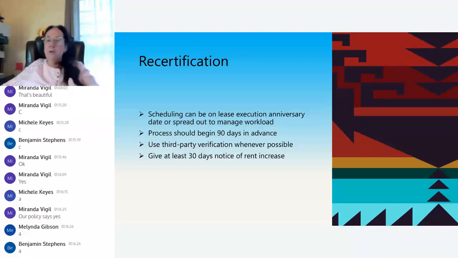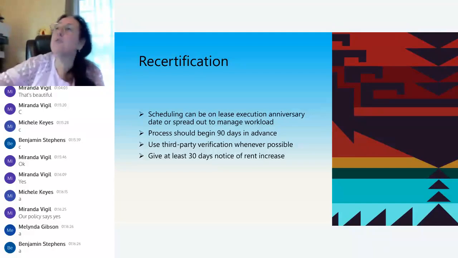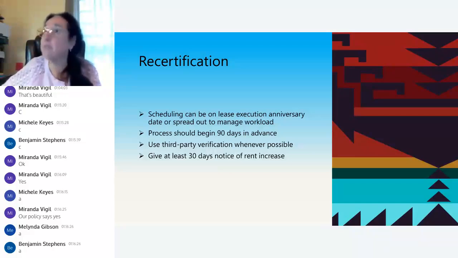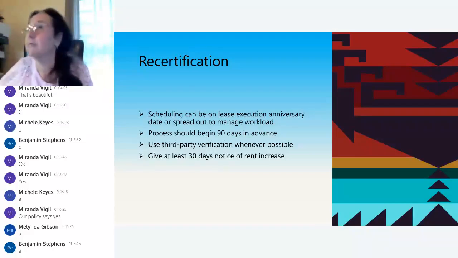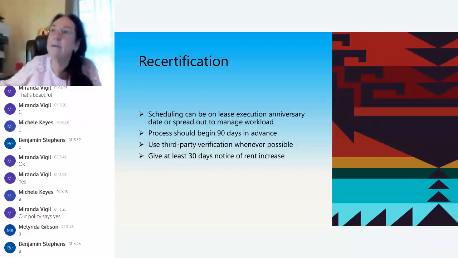Use your third-party verifications. We went through that yesterday. And give at least 30 days notice of a rent increase. Give them 30 days, give them that grace. But I used to tell them, you're going to get 30 days if you come in and tell me. Now, if I find out that you got an increase that affected your rent and you didn't bother to come in and let us know, I'm going to make it effective the day that it started. You're going to lose that 30 days. So that was an incentive for them to come back and report.